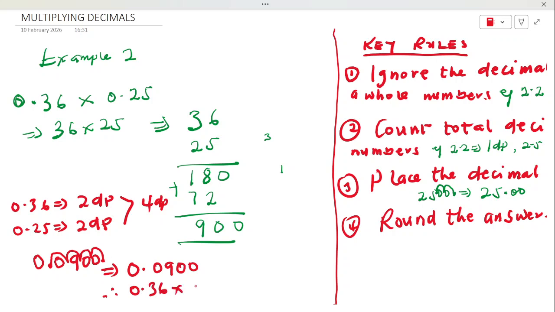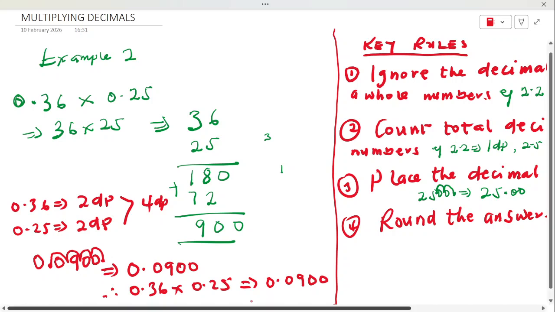So therefore, 0.36 times 0.25 is equal to what? 0.0900. Is that not simple? And in writing this, you can equally write it as what? 0.09, because it doesn't change anything. Adding more zeros doesn't change the value or doesn't increase the value as far as this is concerned. So our final answer is 0.09. I hope that is simple as well.